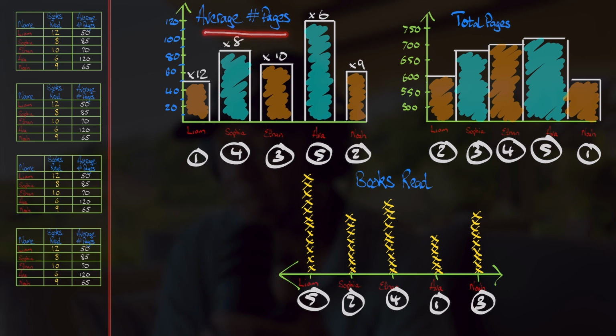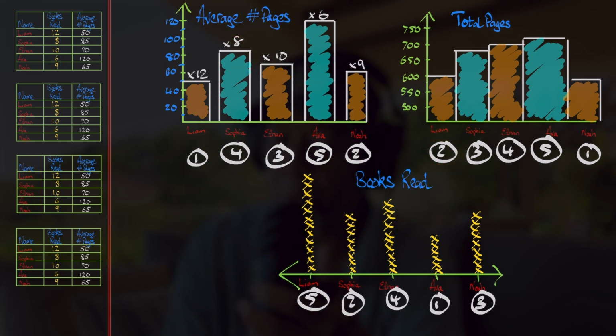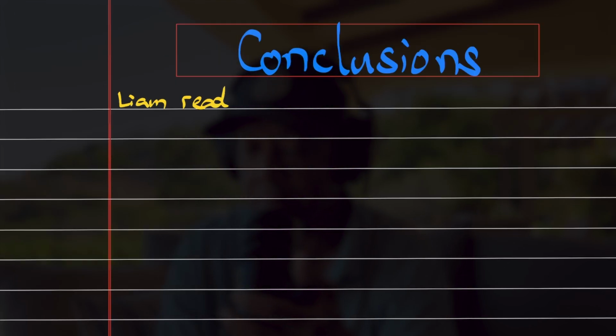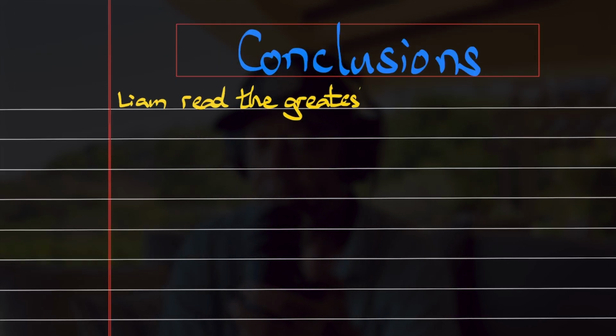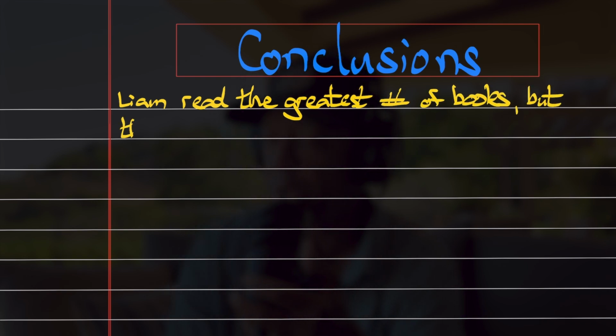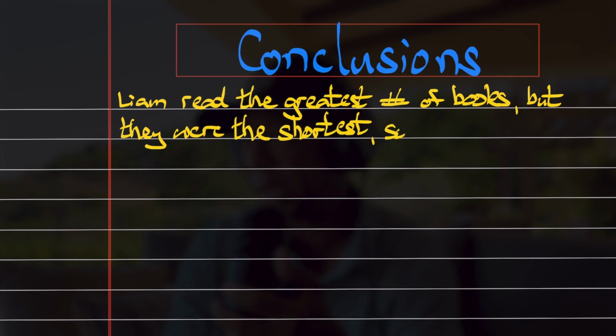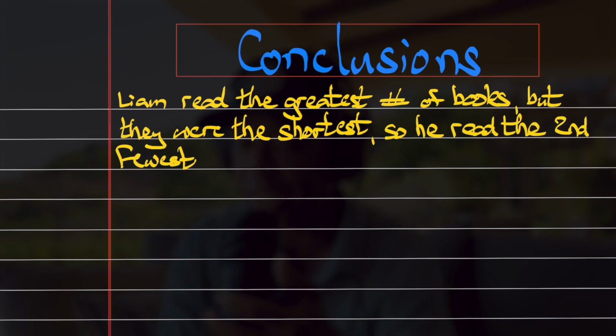However, when we take a look at the average number of pages, he had the shortest books, and he almost had the fewest pages. So we can write down here that Liam read the greatest number of books. You'll remember there were 12. However, they were the shortest books, so he must be into more picture books, or I'm not certain what it could be, but they're definitely quick. He doesn't have the stamina to read longer books.